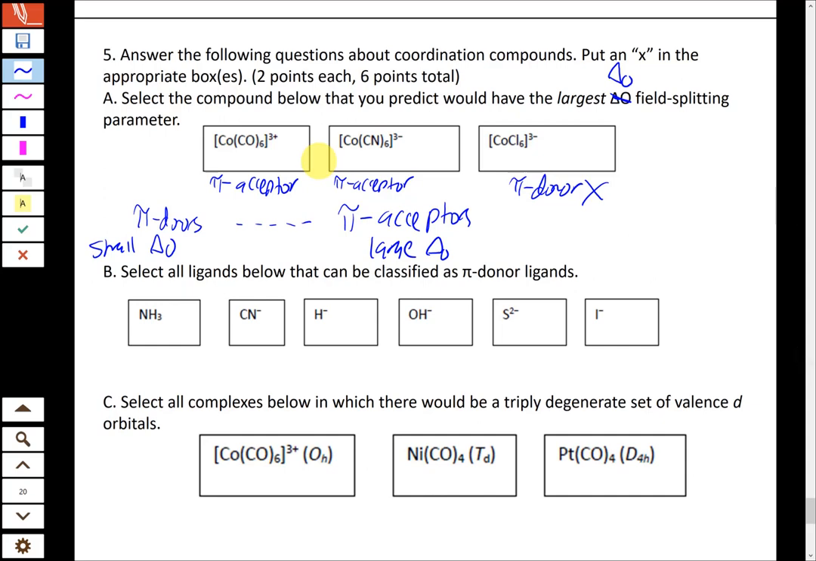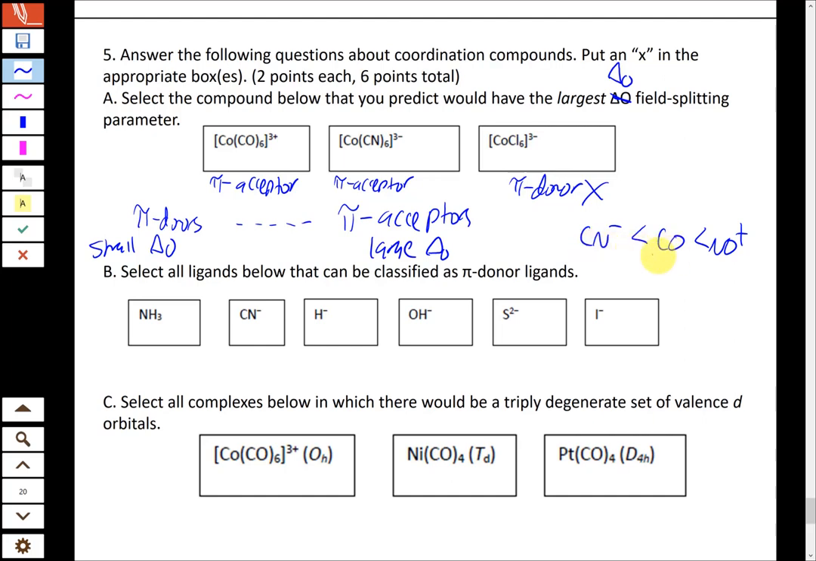If we compare the pi accepting ligands that are common, we have CN minus, CO, and NO plus, which are 3 isoelectronic pi accepting ligands. Their field splitting goes in this order here. There are different ways of rationalizing this, but essentially, if you have a negative charge on the ligand, it's going to be less likely to accept pi electron density from the metal, versus the one that's neutral, versus the one that's formally positive charged, which has the largest propensity to accept electron density from the metal, meaning it's the strongest pi acceptor, with the strongest back bonding interactions.